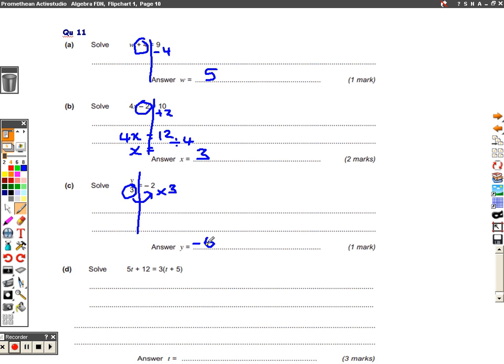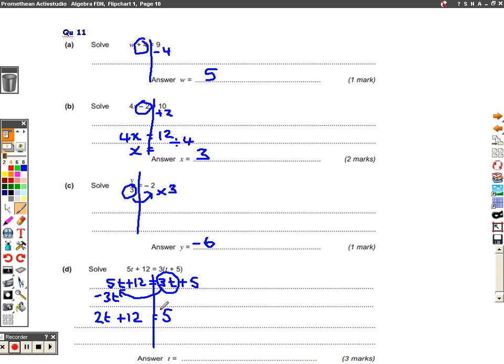Okay, and the last one. Expand your brackets out to get rid of those first. So 3t plus 5 is equal to 5t plus 12. Now, when you've got letters on both sides of your equal sign, you need to make sure that you bring the smaller letter value over first. Bring that across, becomes a minus 3t. 2t plus 12 is equal to 5.